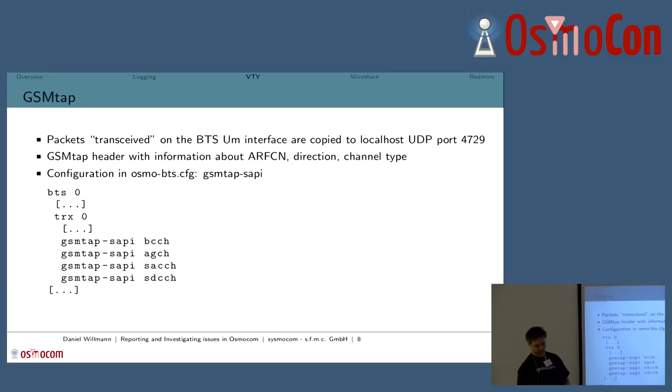And in OsmoBTS, you can use gsmtap-sapi, or no gsmtap-sapi to disable it, so you can enable certain channels selectively. So here it's the broadcast control channel, the access grant channel where the BTS grants access to an MS, the slow associated control channel, and the other one wasn't slow, it was standalone dedicated control channel, something like that. And there again you have the packet channel or traffic channel that you can enable as well, depending on what you want to look at.